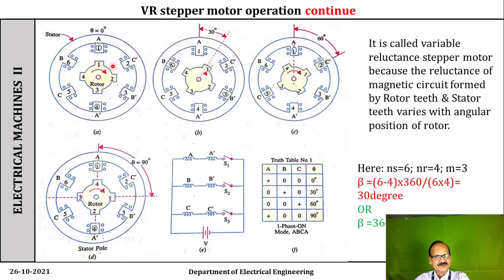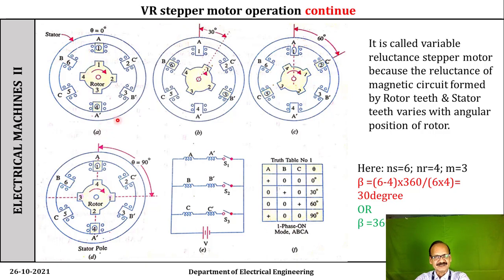Now it has 4 projecting poles on the rotor. It is made up of ferromagnetic materials, and it may be either solid or made up of laminations. Okay.